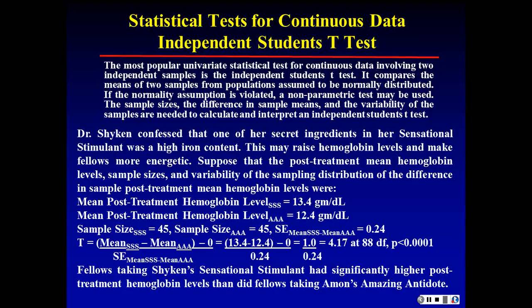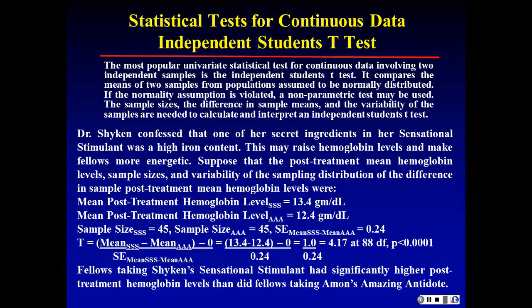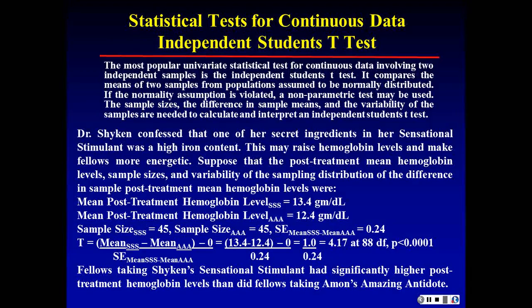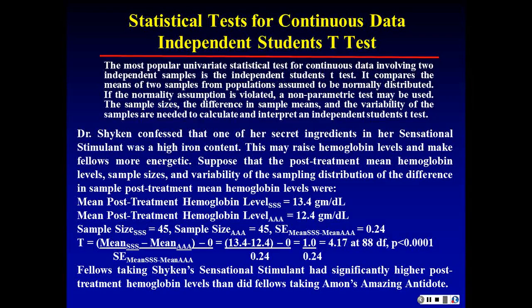If the normality assumption is violated, you have to use a non-parametric test. Non-parametric is equivalent to not normally distributed, and you have specialized statistical tests that should be used when the data is not normally distributed. In this case, you would use something like the Kolmogorov-Smirnov test or the Mann-Whitney U test, but if the data is normally distributed and continuous, then you would use a t-test for 2 independent samples. You really need just 3 things to calculate an independent student's t-test.